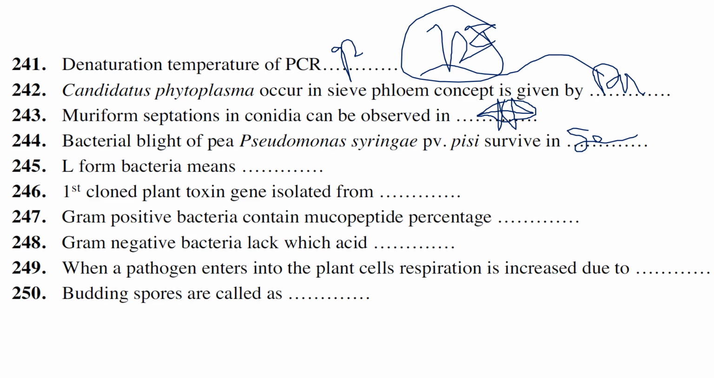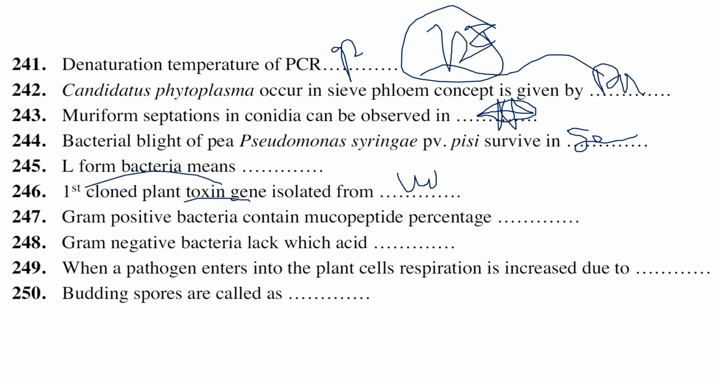The first cloned plant toxin gene is isolated from which? Indirectly they are asking about the first toxin isolated from. The first toxin is isolated from wildfire of tobacco, a disease caused by Pseudomonas syringae pv. tabaci. Okay, so that is the first plant toxin gene to be isolated.